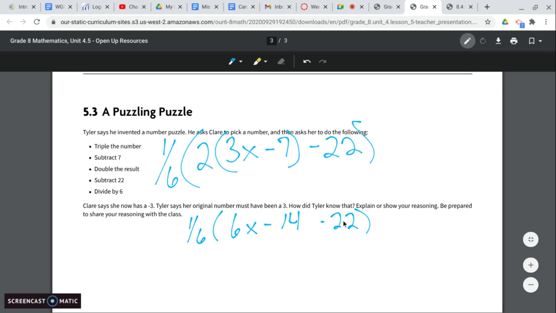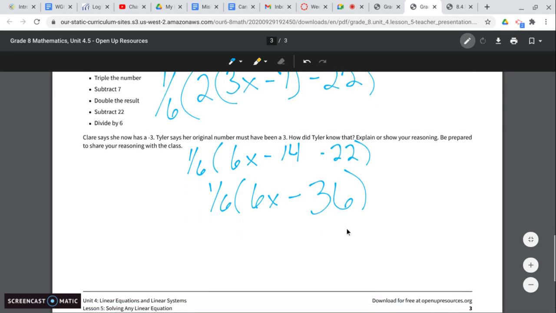So now, can we do anything with the -14 and the -22? Yes, we can. So we're going to have 1/6 times 6x minus, so we have a -14 minus 22, so it's going to go further negative and be minus 36. So now we just multiply by 1/6, which is the same as dividing by 6. 6x divided by 6 is x. 36 divided by 6 is 6. So all of this simplifies down to just x minus 6.